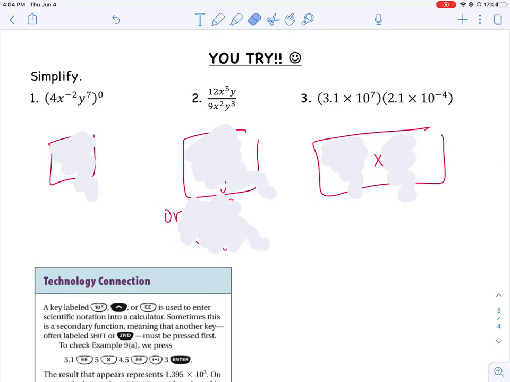All right, try it number 1. We have this quantity. The whole quantity is raised to the 0 power. Remember, there's a rule. Anything to the 0 power is 1. As easy as that.